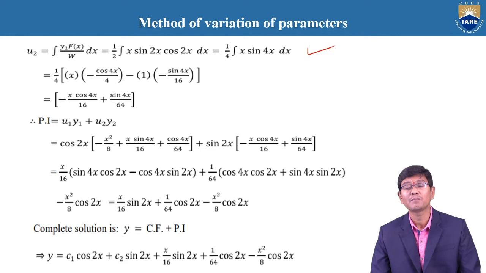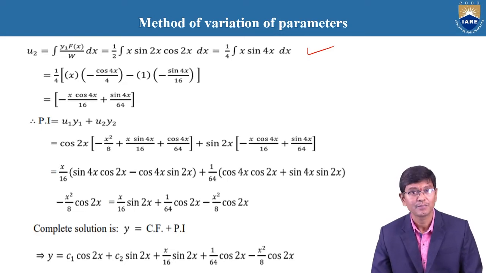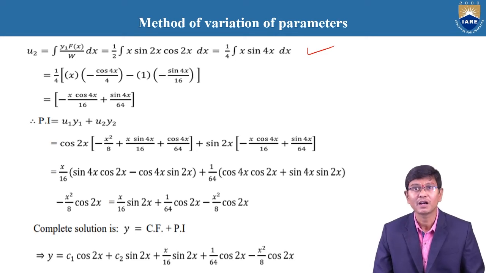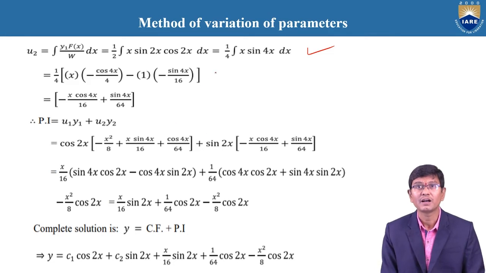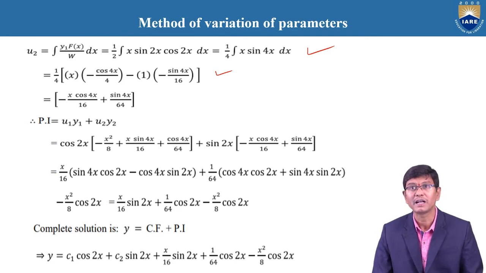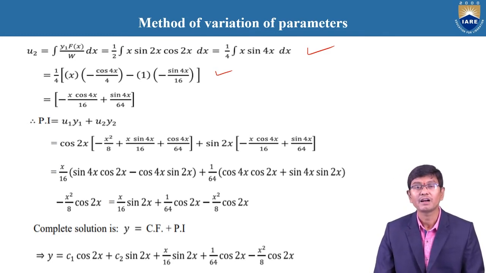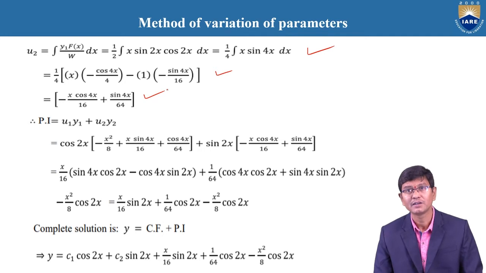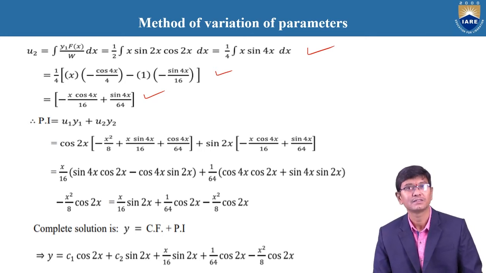Once again, we need to follow integration by parts, using the ILATE rule. Here, give priority as algebra, which is x, and trigonometric, which is sin 4x. Therefore, applying the integration by parts formula, we get 1 by 4 into x into minus 4 cos 4x by 4, minus 1 into minus sin 4x by 16. After simplification, you obtain clearly minus x into cos 4x by 16 plus sin 4x by 16.